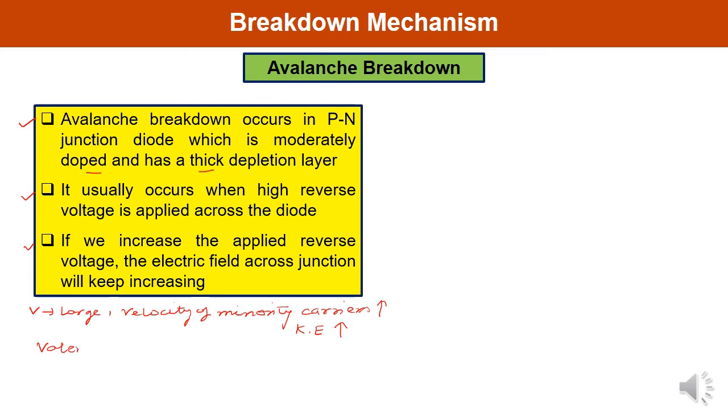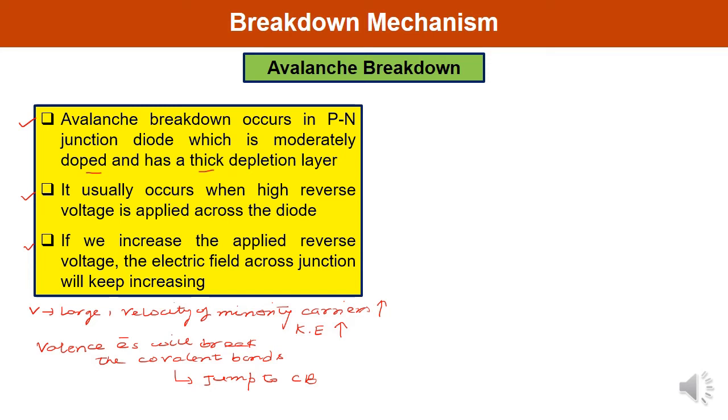These valence electrons will break the covalent bonds, and they jump into the conduction band to become free for conduction. So now these free electrons will be accelerated, and they knock out some more valence electrons by means of collision.